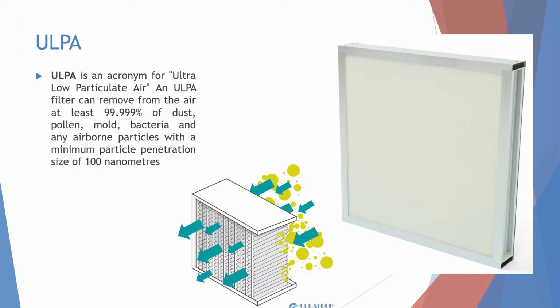The next one is ULPA, the acronym for ultra low particulate air. ULPA is a very fine filter. It can remove up to 99.999% of dust, pollen, mold, bacteria, and airborne particles. It allows a minimum particle penetration size of 100 nanometers, so it is super fine. It does not allow very small particles to go through.